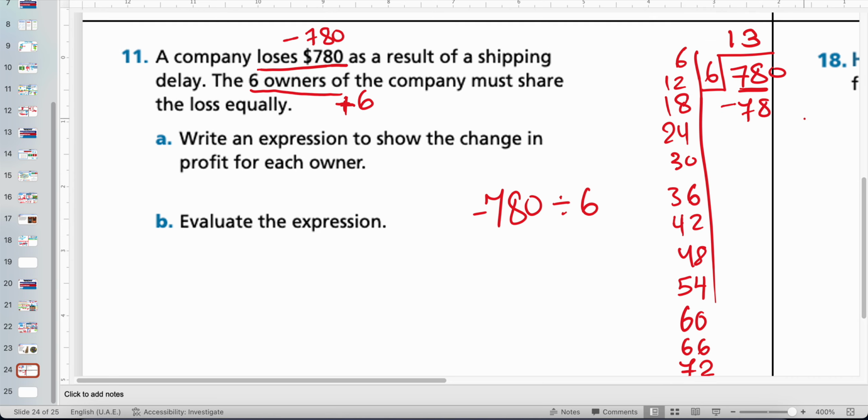0 divided by 6 is 0. So basically the answer is 130. Positive with negative is negative. So each owner will lose $130, but negative. We did evaluate it. Now here we have a challenging question.